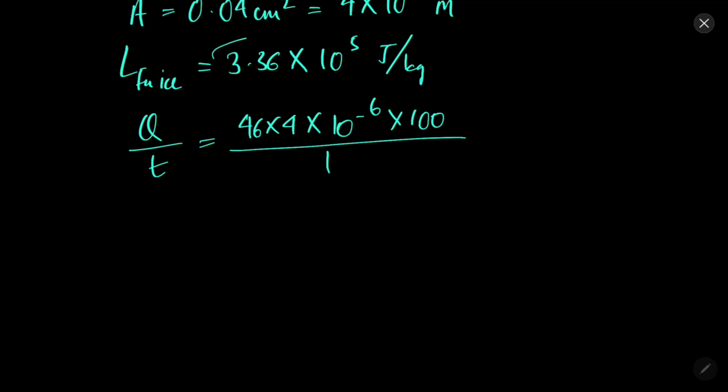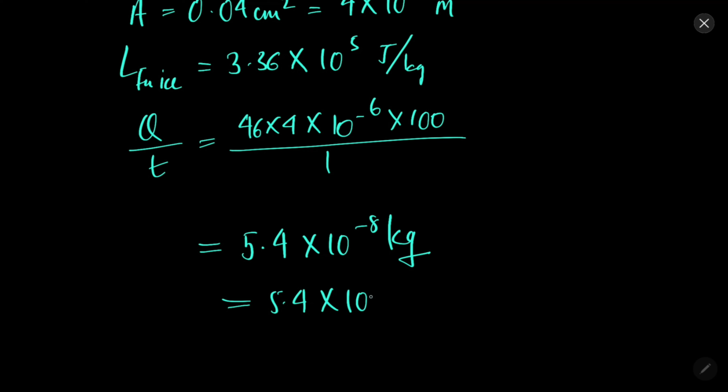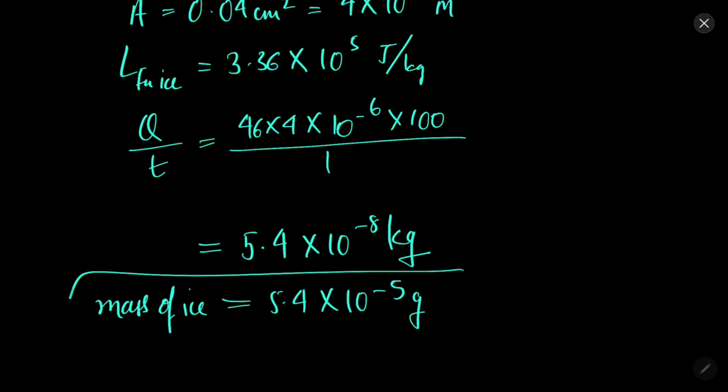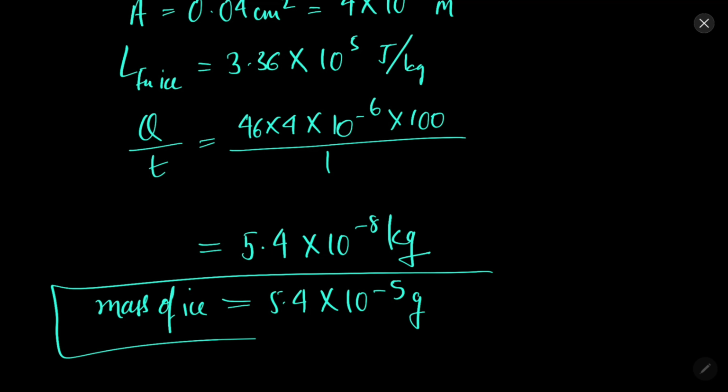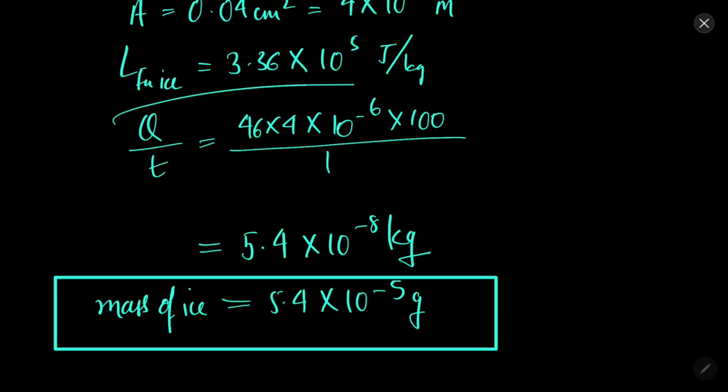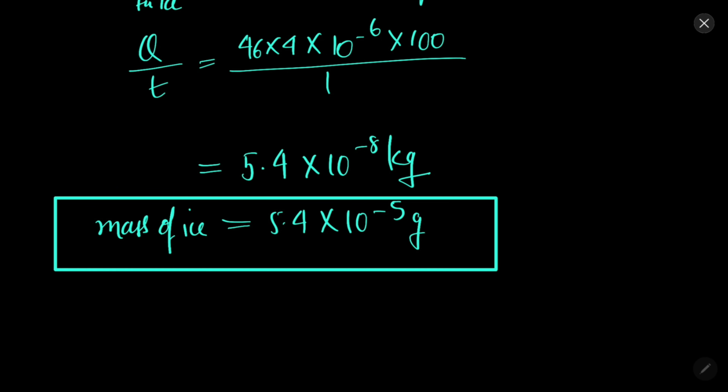So for per kg this much joule energy is required. We have this much joule energy. So after solving we will get that 5.4 into 10 to the power minus 8 kg of ice can be melted, or 5.4 into 10 to the power minus 5 gram of ice can be melted by this much heat.